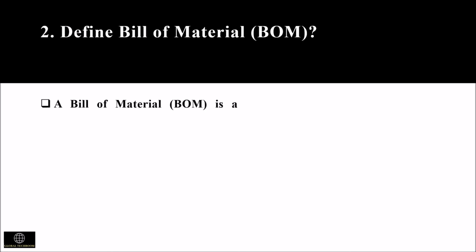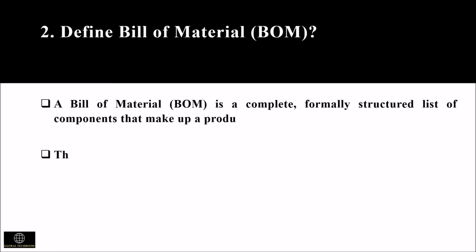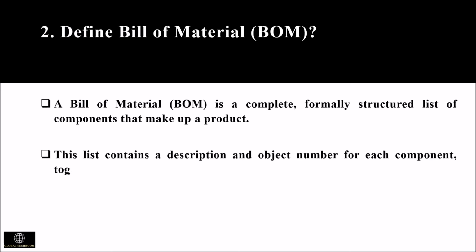Define Bill of Material BOM. A bill of material is a complete, formally structured list of components that make up a product. This list contains a description and an object number for each component, together with a quantity and a unit of measure. The BOMs can exist at the plant or at the client level.